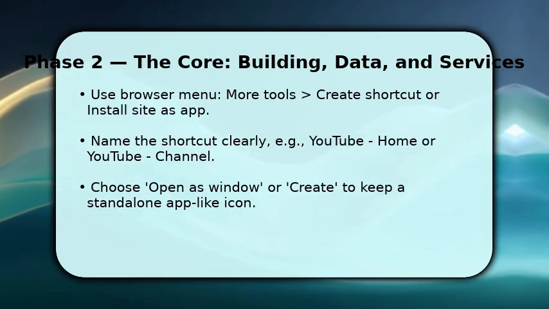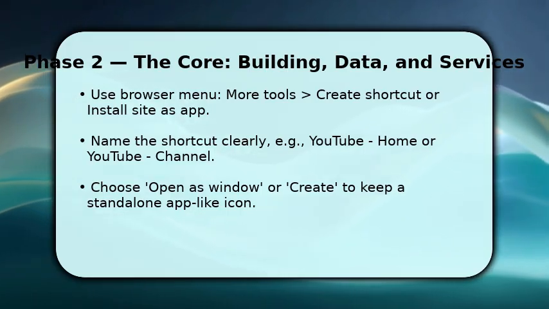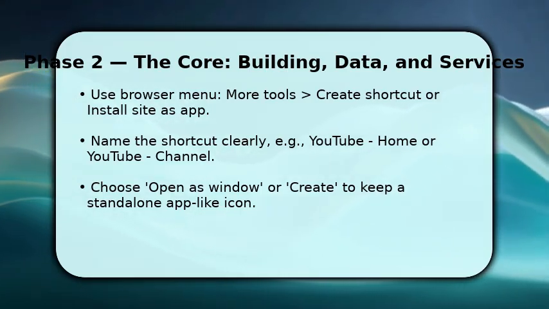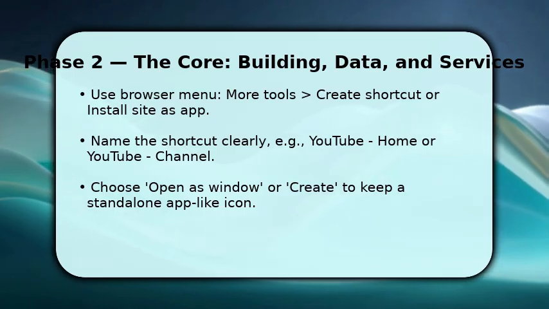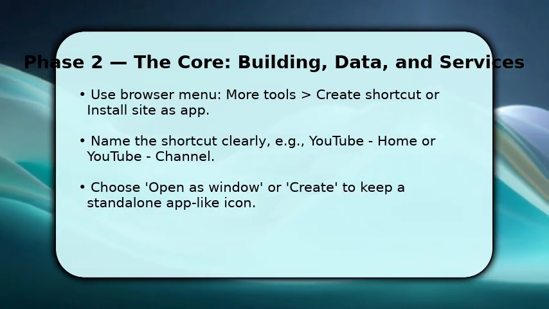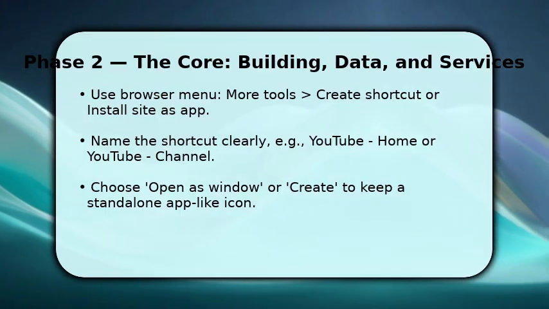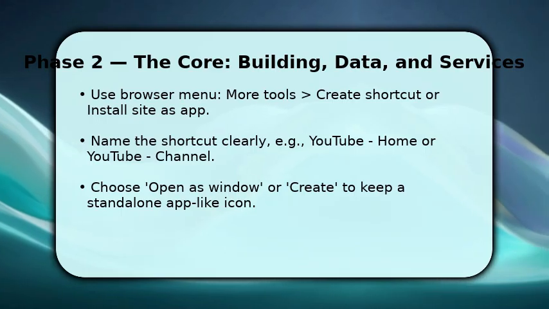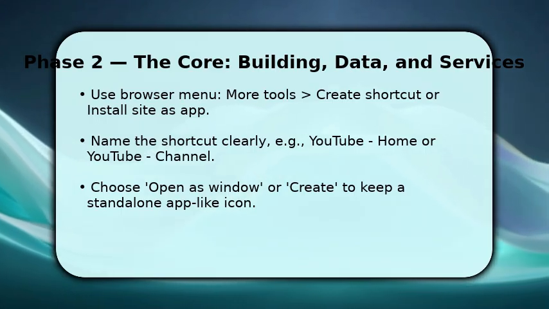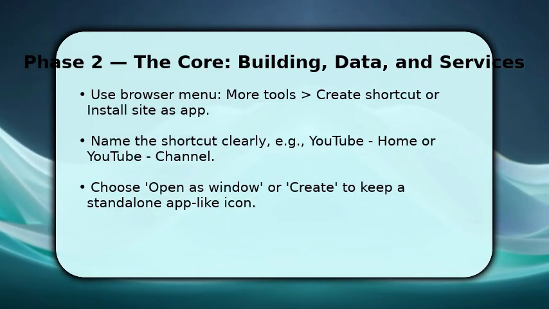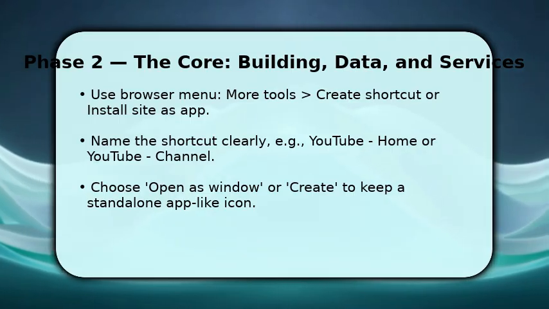Name it something recognizable, like YouTube Home, so you find it fast. Make sure to select Open as Window when available. This gives an app-like experience without tabs. Once created, the browser will place an icon on your desktop. If you prefer, drag that icon to your taskbar or Start menu for quicker access. This keeps YouTube one click away.